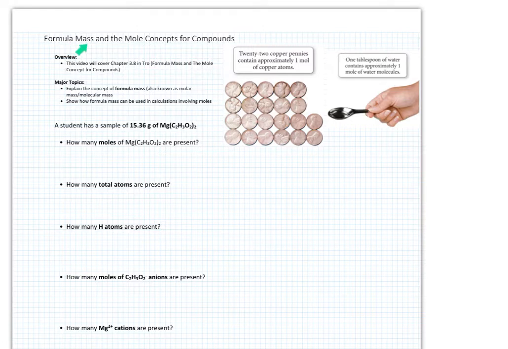We're going to talk about formula mass, which is not difficult at all, and then the mole concept for compounds, which is the really important part of this. So this covers Chapter 3.8, Intro, Formula Mass and Mole Concept. We're going to explain what formula mass is. Depending on your book or other context, you might see it as the molar mass, or you might see it as molecular mass. I'm going to say molar mass and molecular mass interchangeably with formula mass. I think Trudeau uses formula mass.